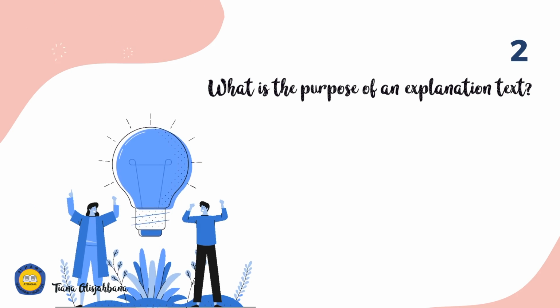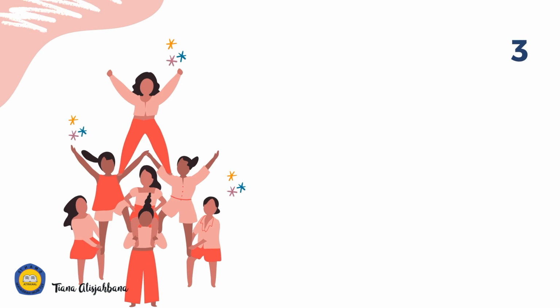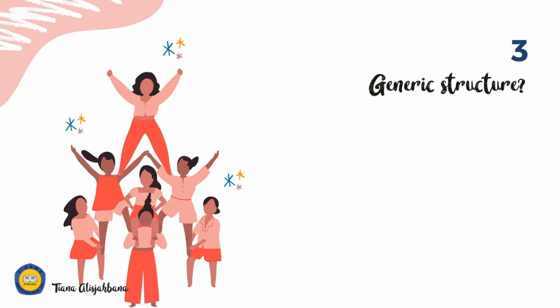Okay, but what is the purpose of an explanation text? Well, the purpose of an explanation text is to explain the processes of forming an event or phenomenon in sequence. You get that? Okay, now let's move on to the generic structure of an explanation text.